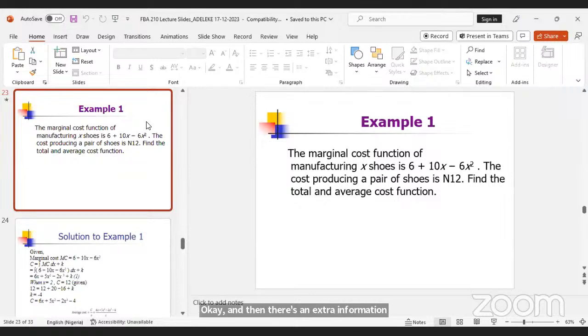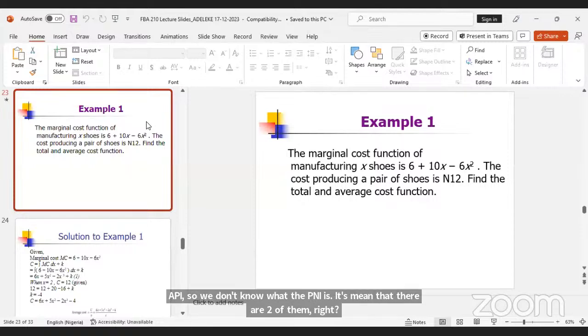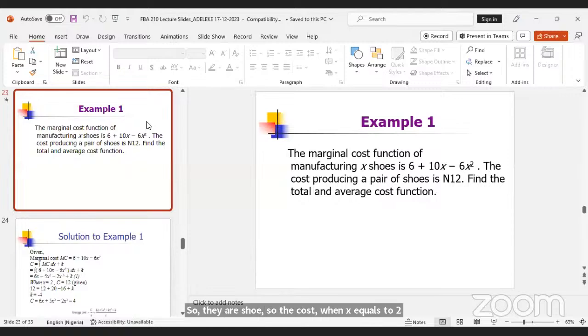A pair, so we all know what a pair is. It means that there are two of them, right? So a pair of shoes. So when x equals 2, the cost is 12. That's the extra information that you are given. But you are interested in computing the total cost. So remember, moving from marginal to total is about integration, but if you are moving from total to marginal, it's about differentiation.